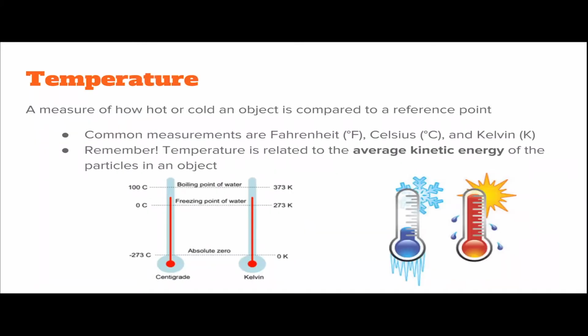Okay, next big idea is temperature, something that we're probably very familiar with. Our definition really is temperature is just a measure of how hot or cold an object is compared to a reference point. Now, the compared to a reference point might be something you're not familiar with. What this means, though, is just that there is some point that we call like freezing. So common measurements are Fahrenheit or degrees F, degrees Celsius, and Kelvin. Fahrenheit's reference point is 32 degrees. That's the point at which water freezes. Celsius's reference point is 0 degrees Celsius, because at 0 degrees Celsius, that's when water freezes.